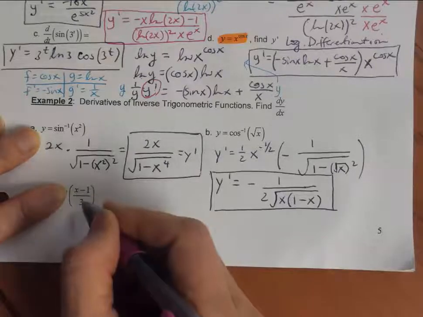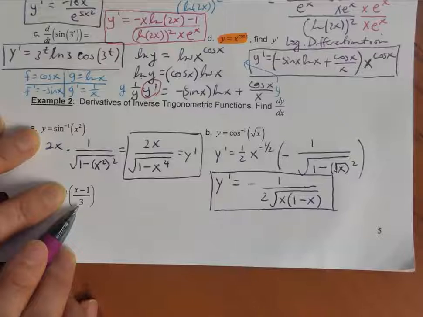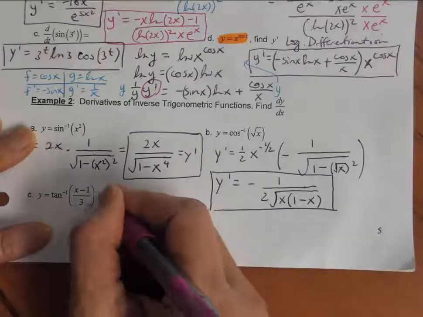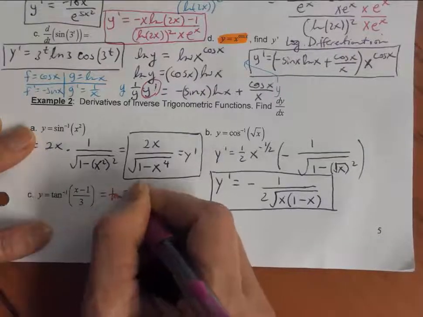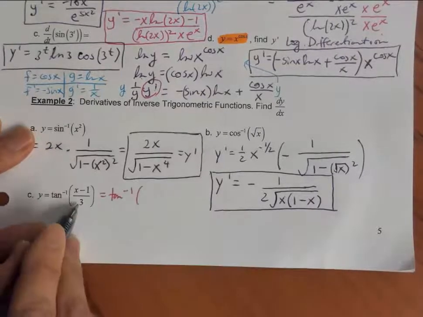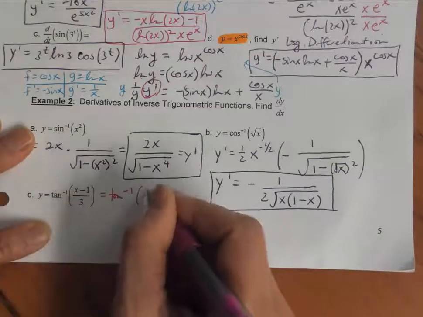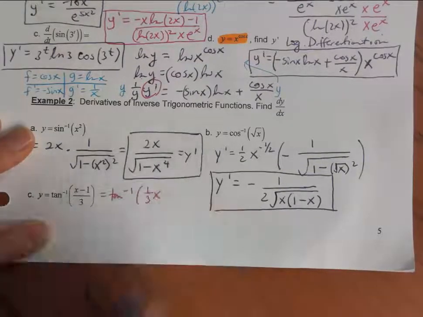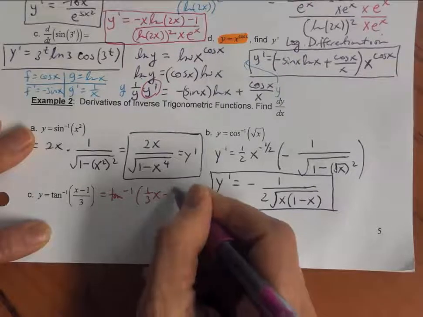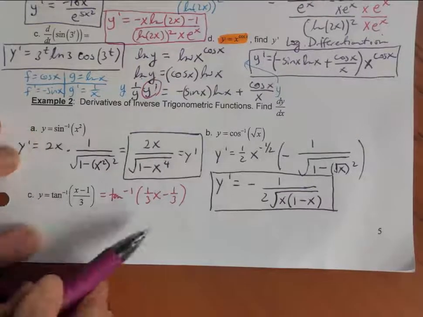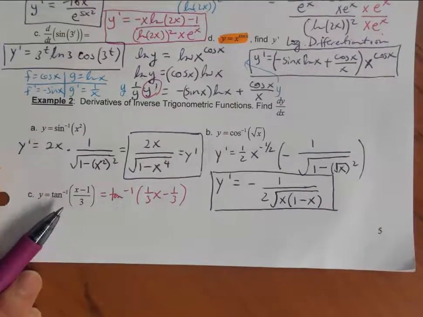Yeah, you want to rewrite it so that it doesn't look like this. You want to rewrite it as inverse tangent, and distribute through or divide through the 3. So it'll be 1/3 x and then a minus 1/3. That's a lot easier to take the derivative than leaving it as a quotient.